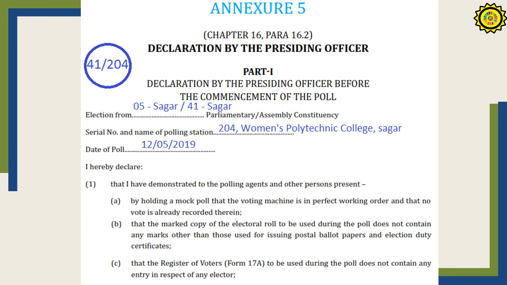Format for declaration to be made by the presiding officer is displayed on the screen. Name of the parliamentary seat is 5, Sagar, and assembly is 41, Sagar. Name of polling station is 204, Women's Polytechnic College, and date of poll is 12th May 2019. The presiding officer shall read out the declarations aloud to all persons present in the polling station.